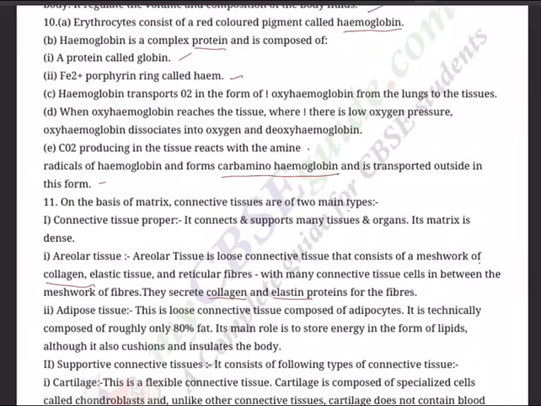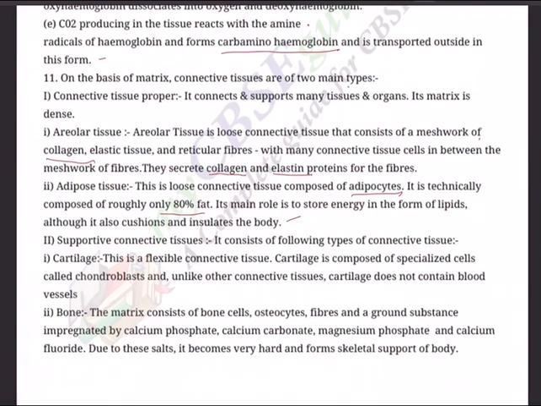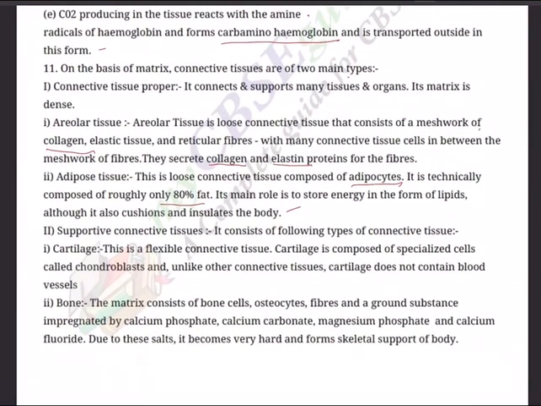With many connective tissue cells in between the meshwork of fibers, they secrete collagen and elastin proteins in the fibers. Next, second one is adipose tissue. This is a loose connective tissue composed of adipocytes. It is technically composed of roughly only 80% of fat. Its main role is to store energy in the form of lipids, although it also cushions and insulates the body.